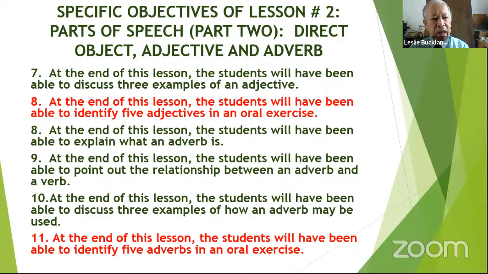exercise. 8, at the end of this lesson, the students will have been able to explain what an adverb is. 9, at the end of this lesson, the students will have been able to point out the relationship between an adverb and a verb. 10, at the end of this lesson, the students will have been able to discuss 3 examples of how an adverb may be used. 11, at the end of this lesson, the students will have been able to identify 5 adverbs in an oral exercise.